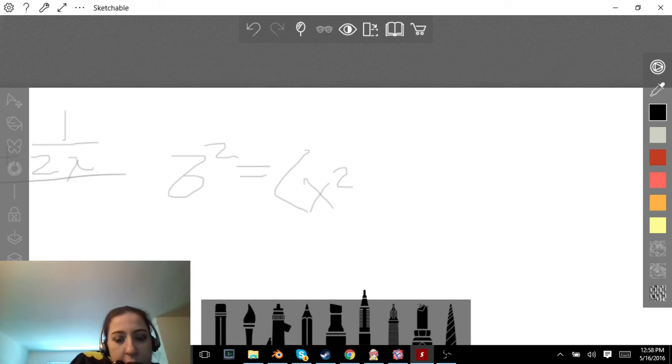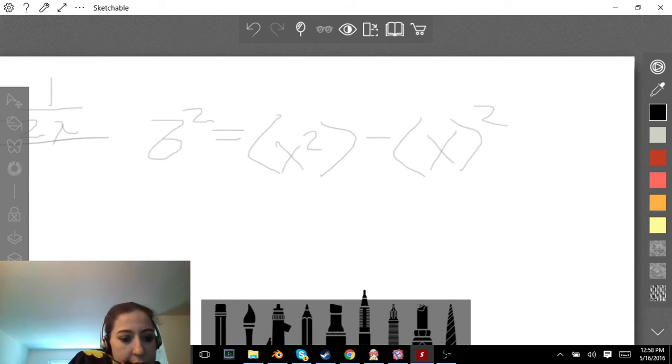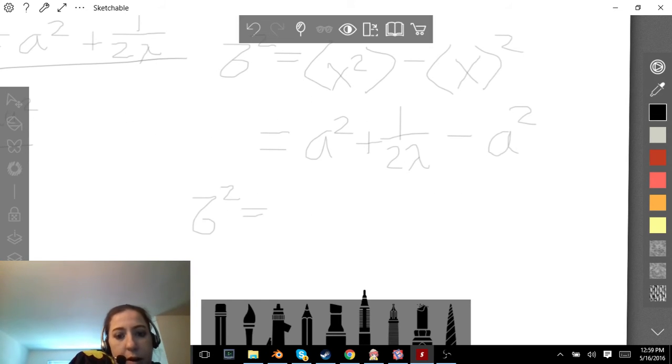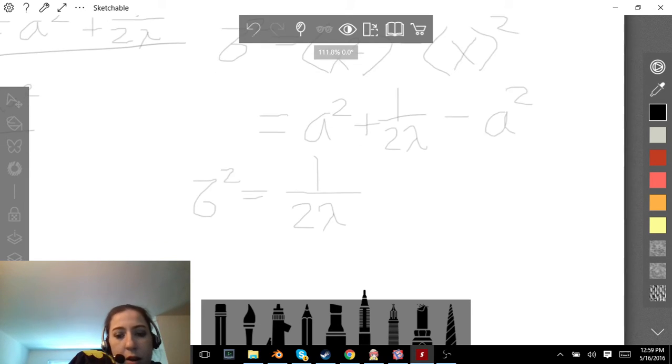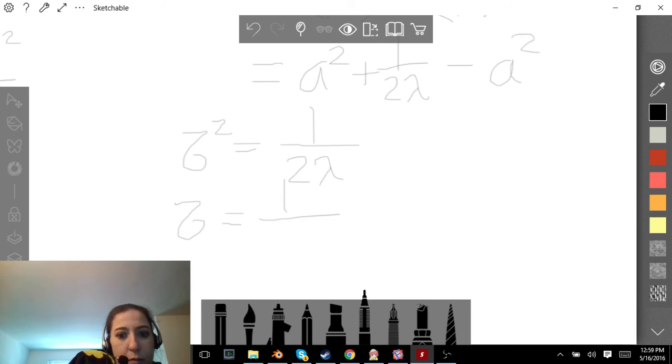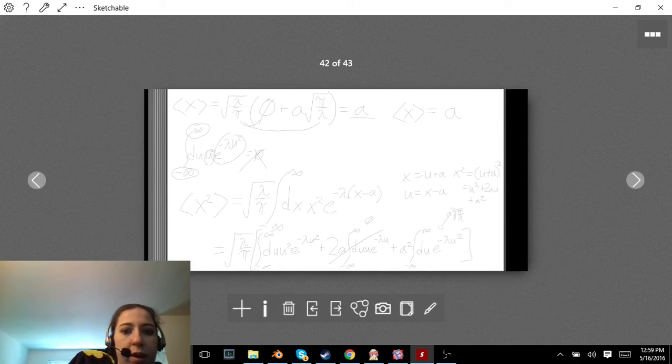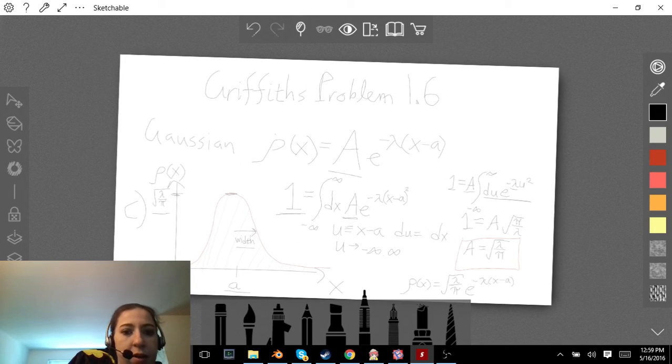So then sigma squared is going to be the expectation value of x squared minus the average squared. So what we get is this guy that we just computed, and then minus the average, which was a squared. So that means sigma squared equals 1 over 2 lambda. So our standard deviation is 1 over square root 2 lambda. Okay, so that's part B. Now we go back to part C.